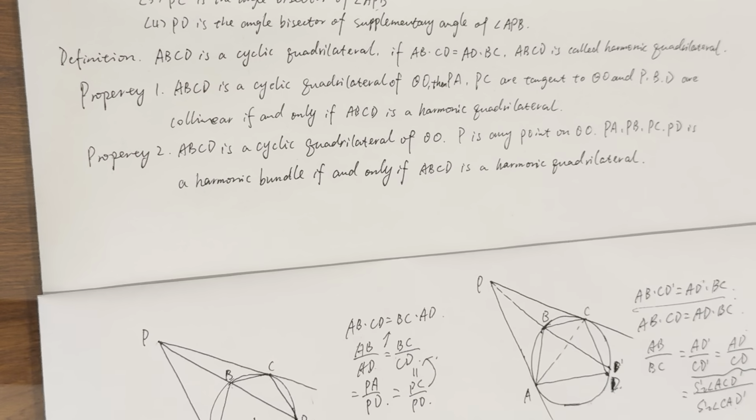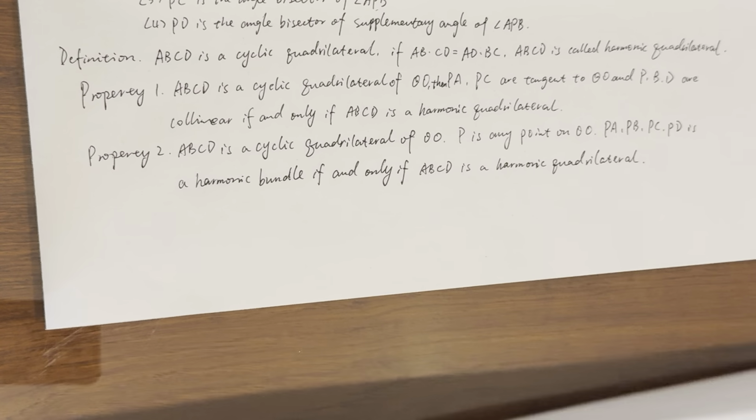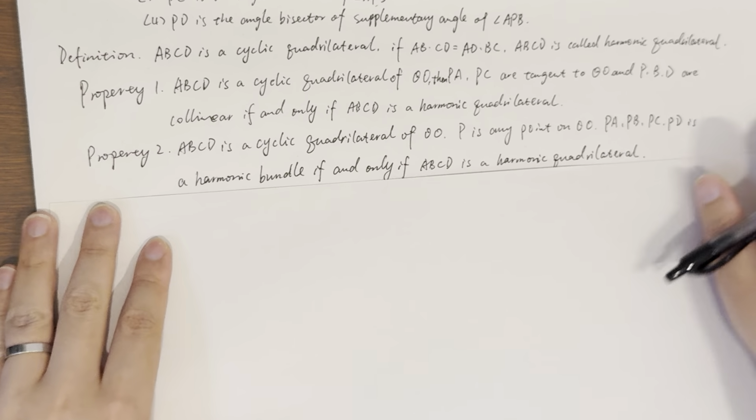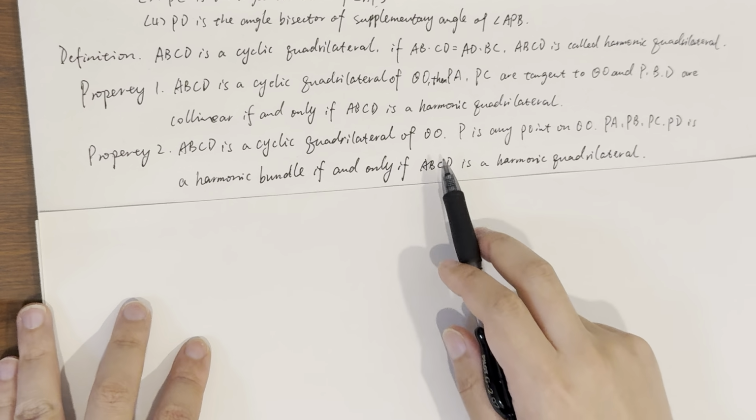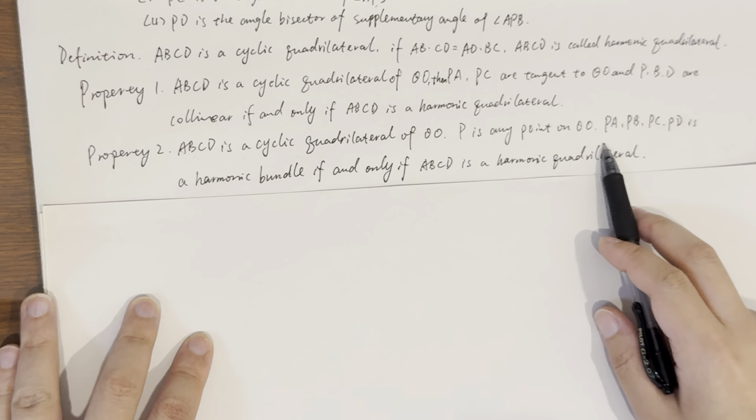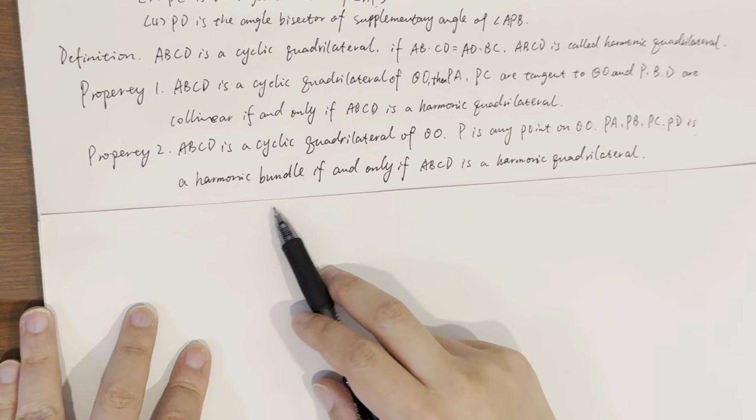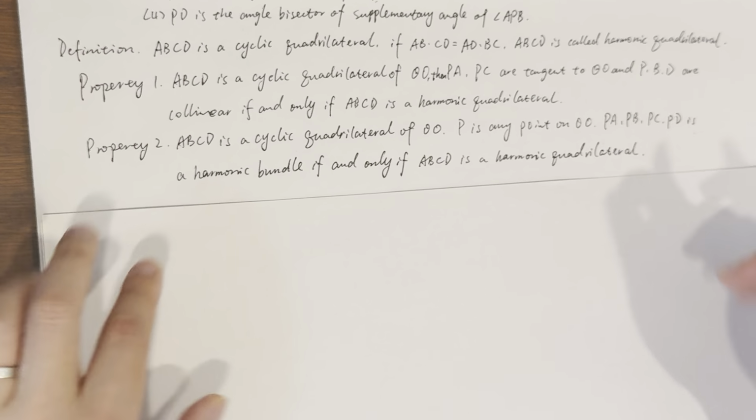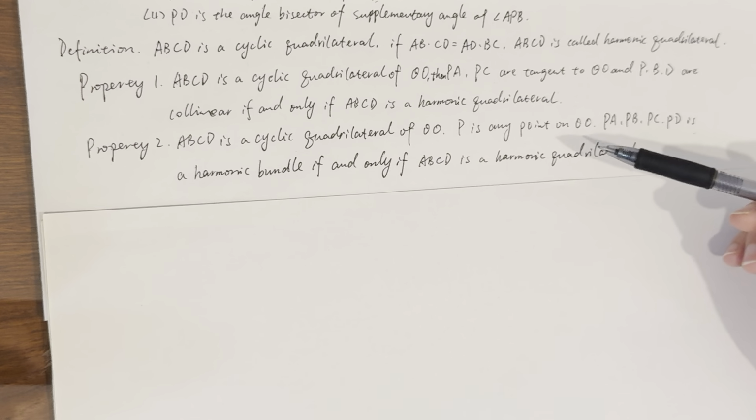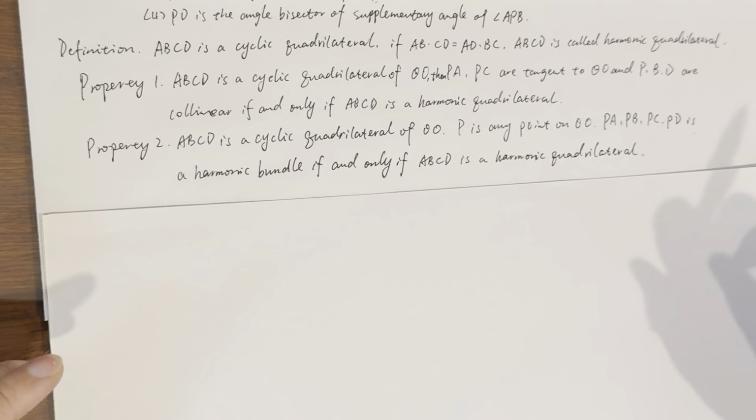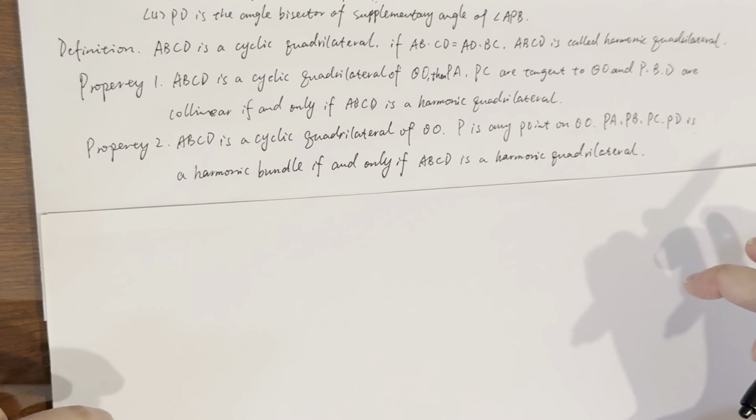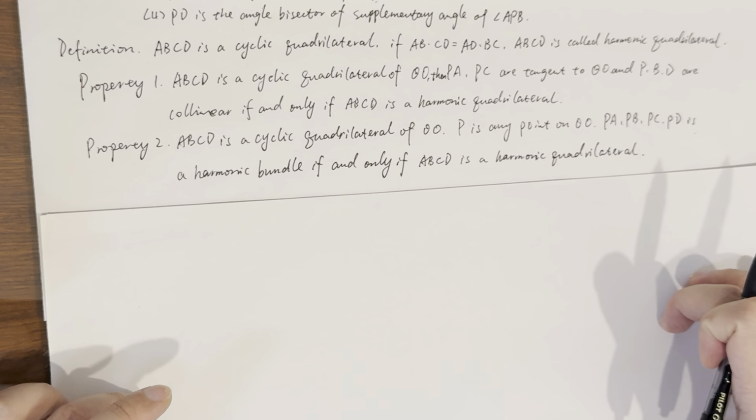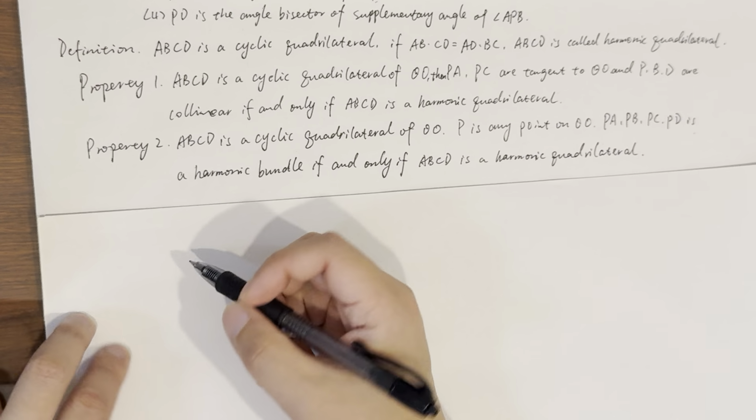Okay, that's for property 1, and let's see property 2. Property 2: ABCD is a cyclic quadrilateral of circle O. P is any point on O. PA, PB, PC, PD is a harmonic bundle if and only if ABCD is a harmonic quadrilateral. Actually, that's why we call ABCD a harmonic quadrilateral, because any point on the circle O connected to PA, PB, PC, PD gives a harmonic bundle. So we call it harmonic quadrilateral. Let's prove it.